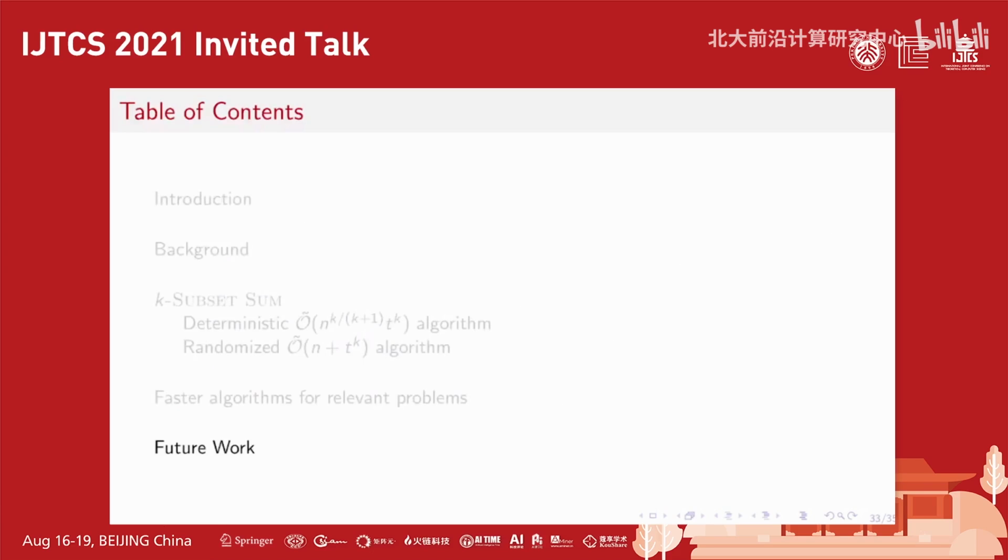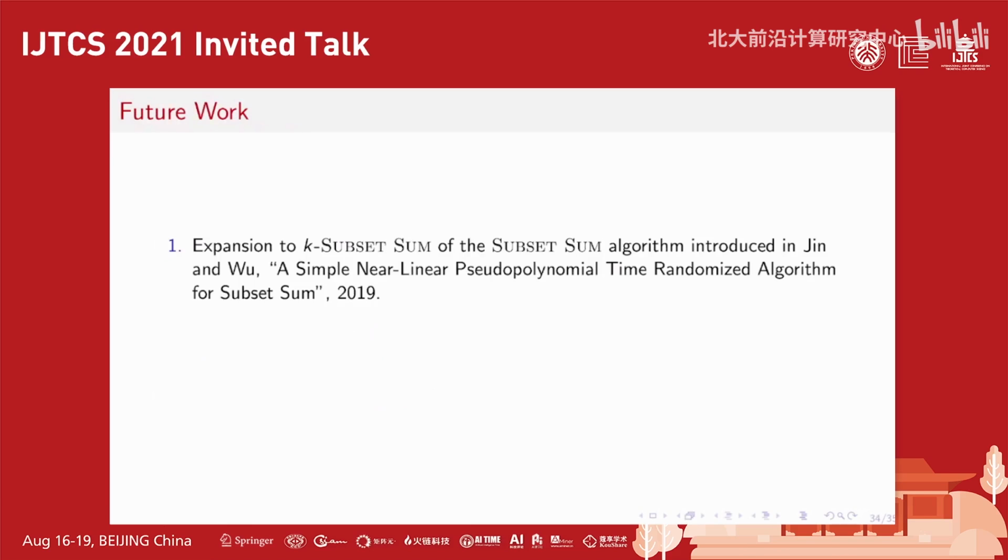Finally, we present some directions for future work. Firstly, it is interesting to research whether a simpler and slightly more efficient subset sum algorithm developed by Jin and Wu can be extended to cope with the k subset sum problem. Secondly, can we also efficiently, basically within the same complexity bounds, reconstruct the solution sets?